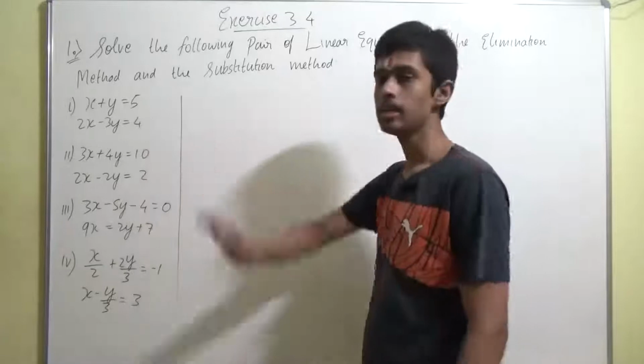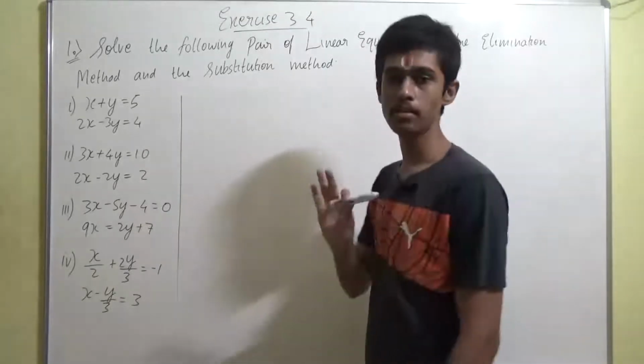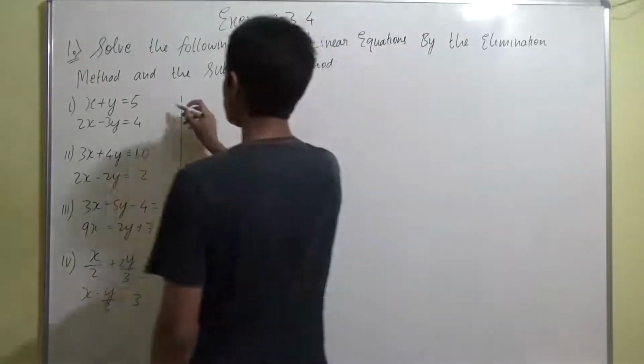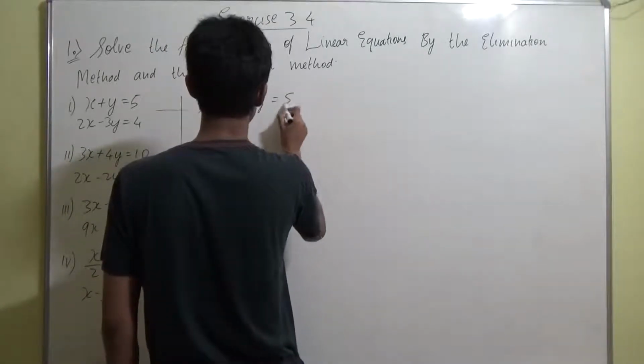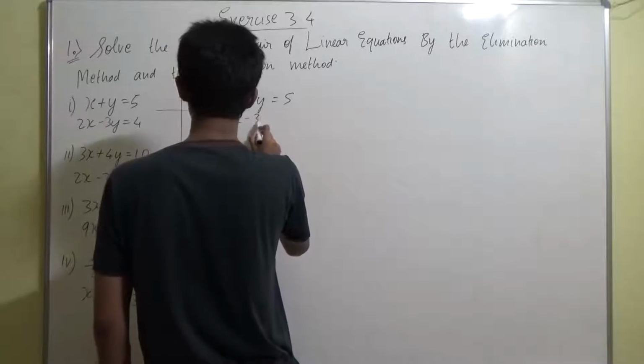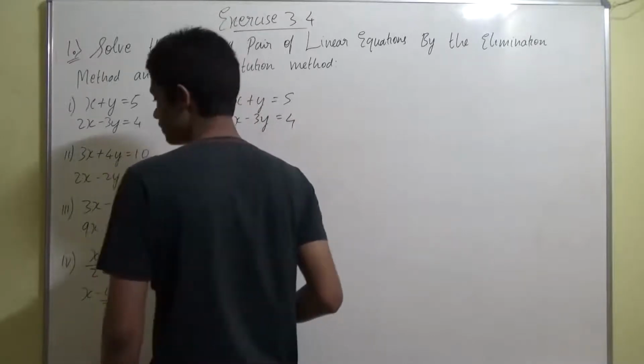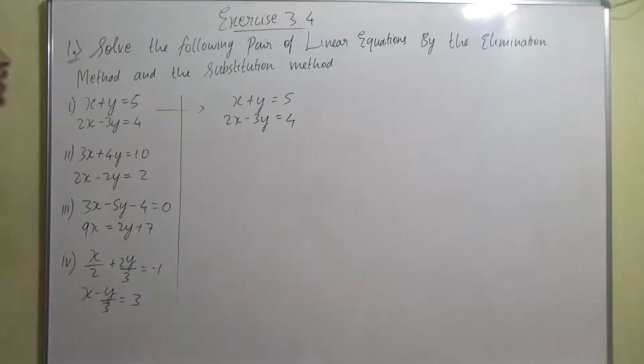I have written it on the left side. Here we'll solve it one by one. Done. So let's write these questions here again. x plus y equal to 5 and 2x minus 3y equal to 4. Done. That's equation 1 and equation 2.